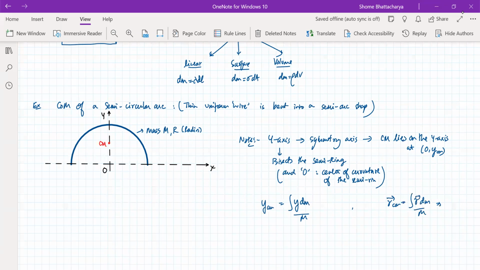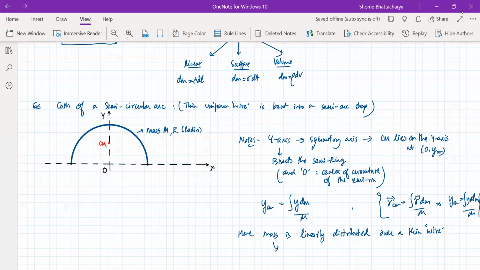So from this, you can see that the y coordinate will be integration y dm divided by total mass. So now it's a matter of calculating this integration. For this integration, you can see that here, again, mass is linearly distributed over a thin wire.